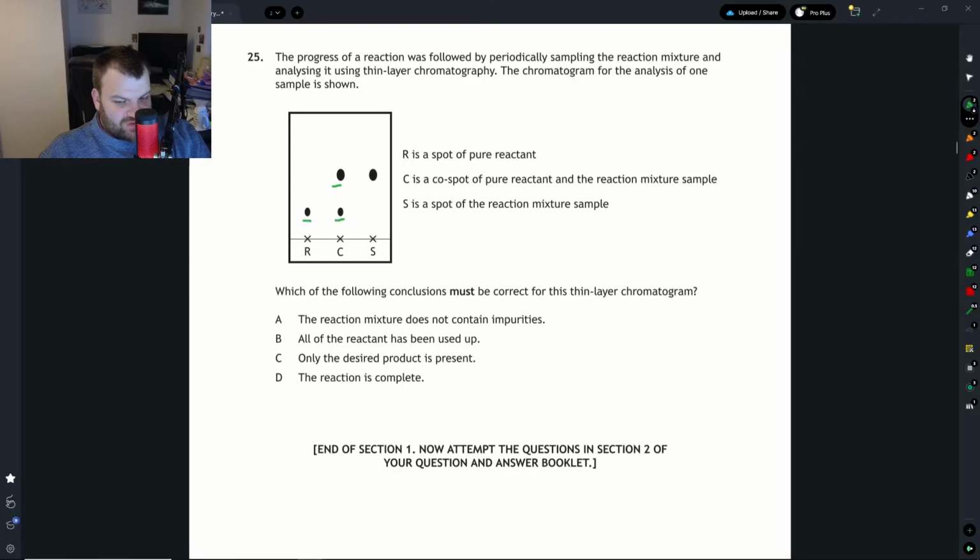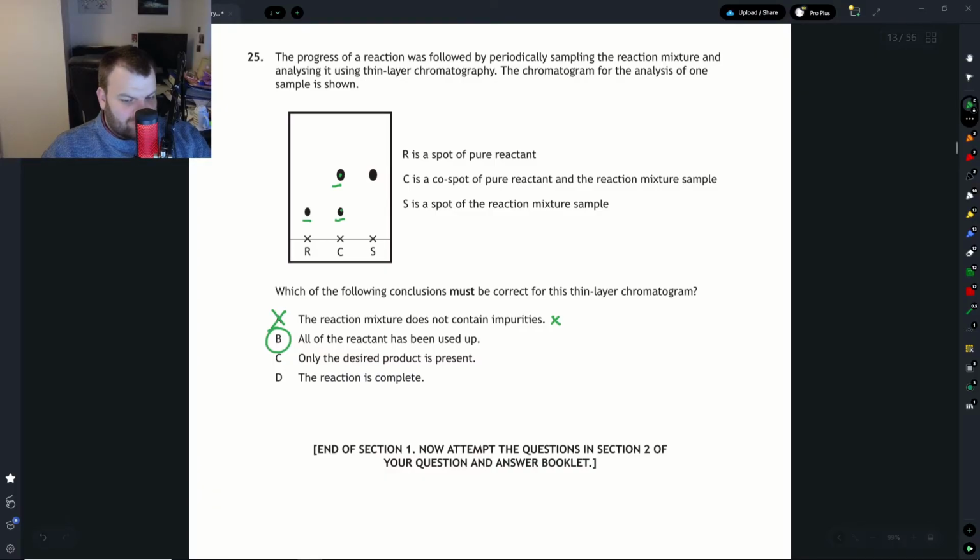The reaction mixture does not contain any impurities. If there were impurities that had the same retention factor, they would be found underneath the spots, so we couldn't actually see if there were impurities. So that one can't be it. All the reactant is used up, so at the end there is no reactant left over because the spot for R does not appear in our sample S. So that one looks like it would be the correct answer.